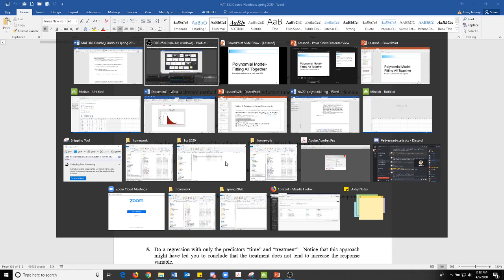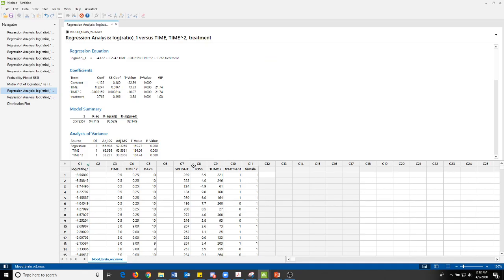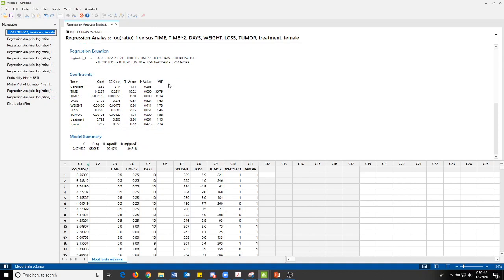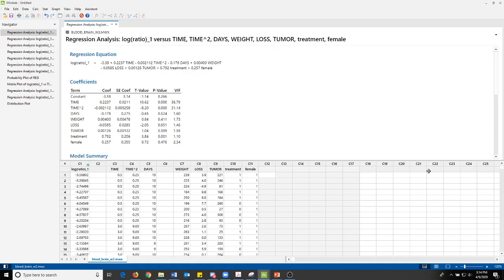Let's first of all do the backwards method. So here we're starting off with our response variable as log ratio, and our predictors are time squared, days, weight, loss, tumor, treatment, and female. We're just doing an exploratory run to see which ones we should keep in our model.